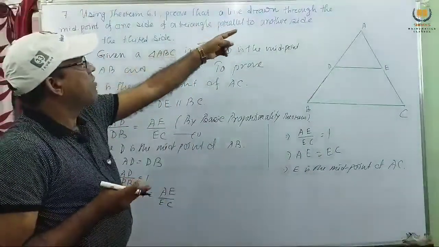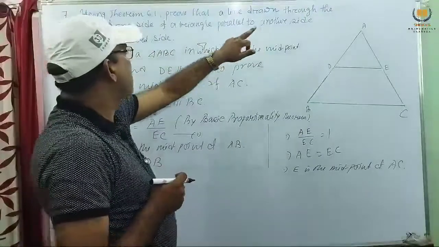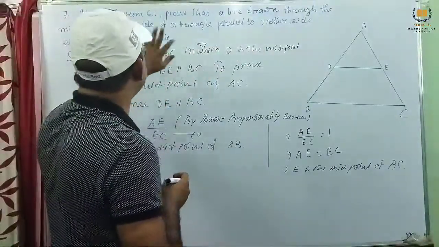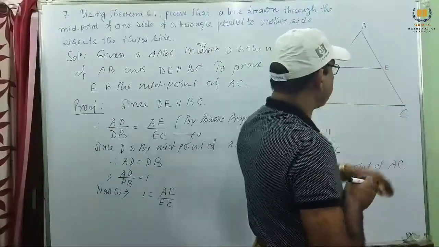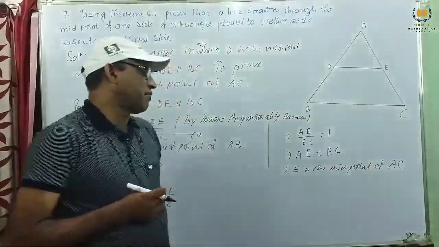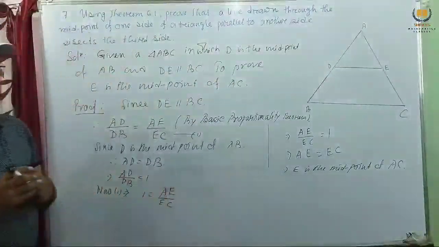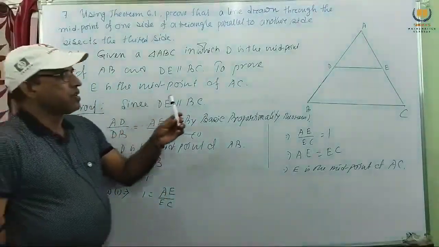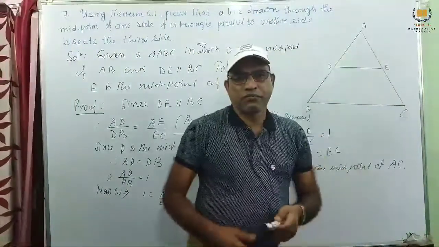Prove that a line drawn through the midpoint of one side of a triangle parallel to another side bisects the third side. That means this one bisects this. That means E is the midpoint of AC. Therefore, ultimately DE bisects AC. E is the midpoint of AC.